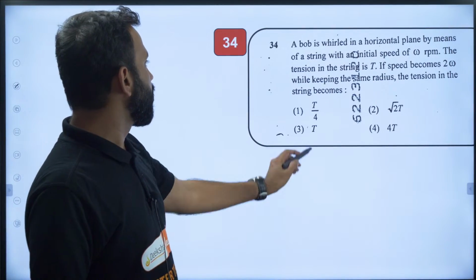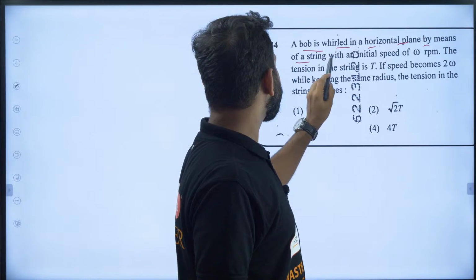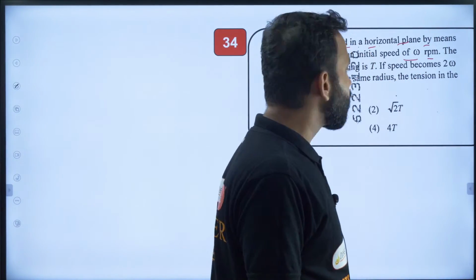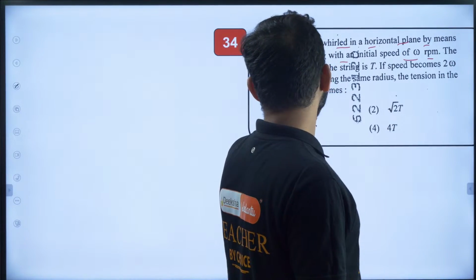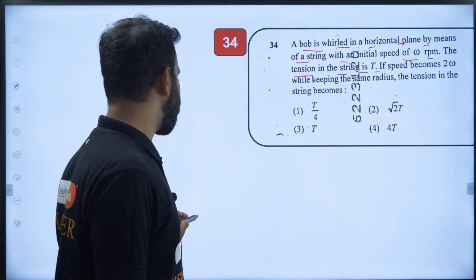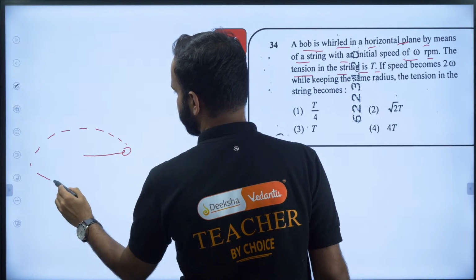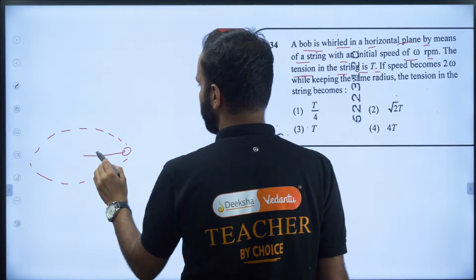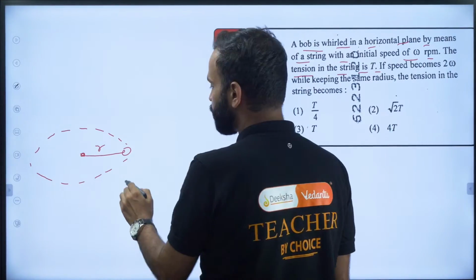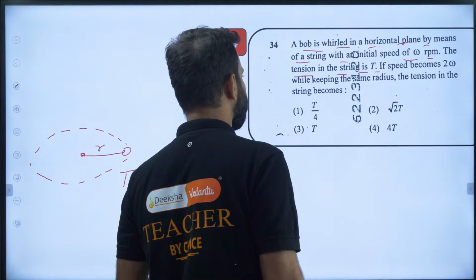Question number 34. A bob is whirled in a horizontal plane by means of a string with an initial speed of omega revolutions per minute. The tension in the string is T. So this is the bob. I will draw the diagram here. It is rotating on the plane, and the radius is R. Now tension provides the centripetal force, so T equals m omega square R.